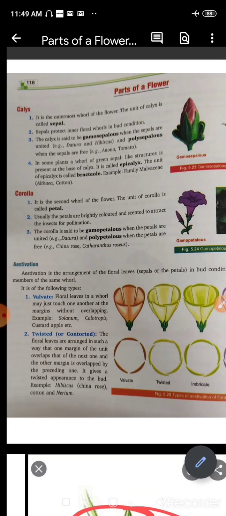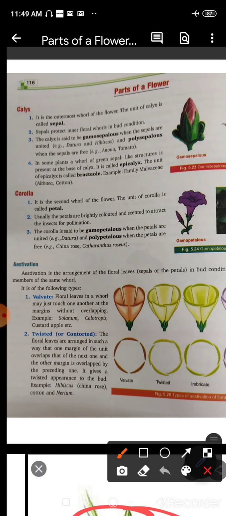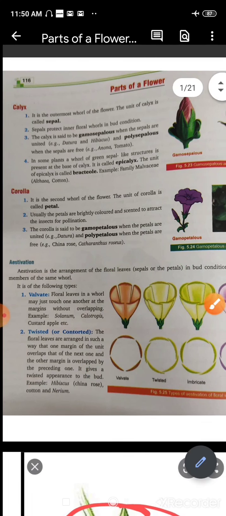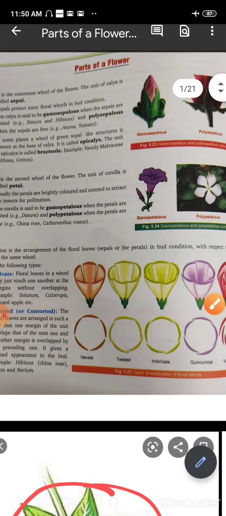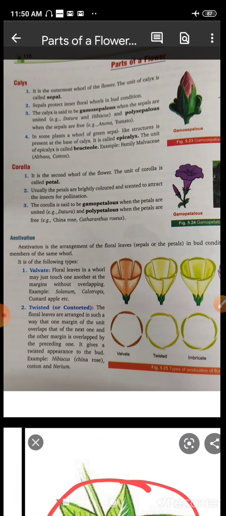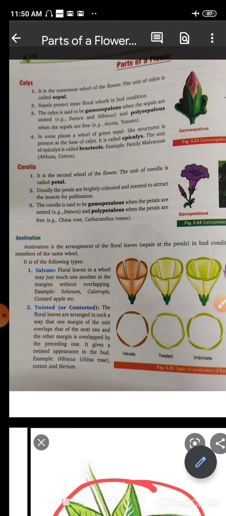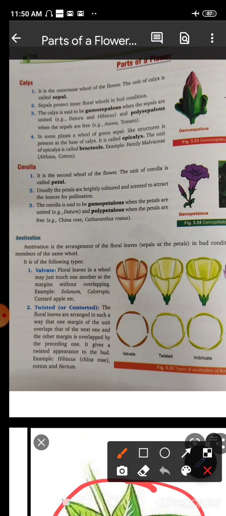Now comes the arrangement of the floral leaves, right? Now we've talked about two floral leaves, that is the sepals and the petals. Now how they are arranged is known as estivation. That means, what is estivation? It is the arrangement of the floral leaves, that is sepals and petals, in bud condition with respect to the members of the same whorl, right? What are the members? With respect to the members of the same whorl.